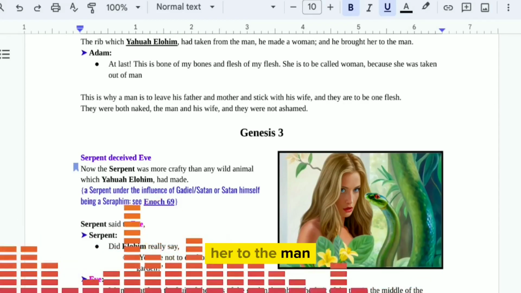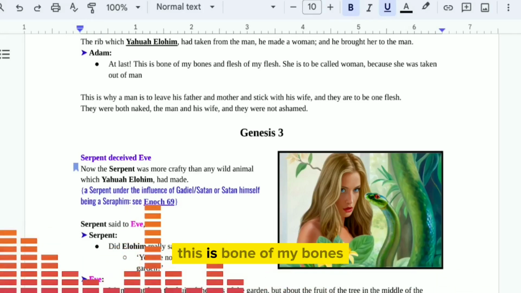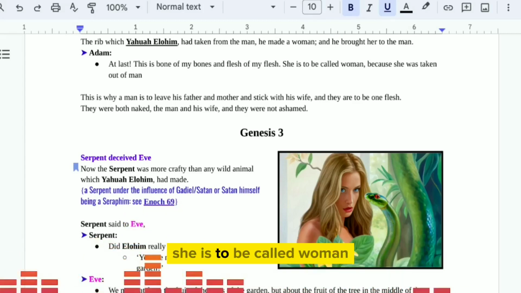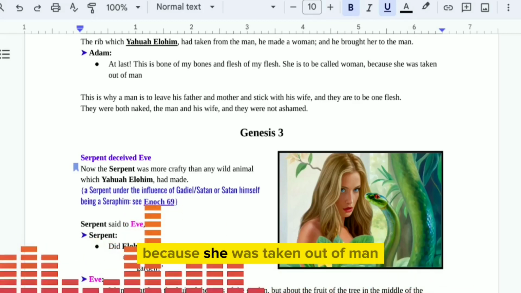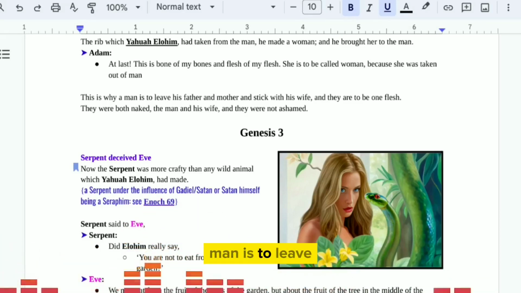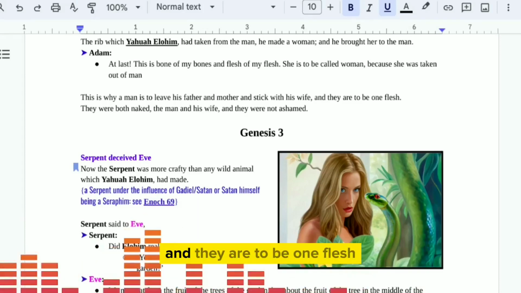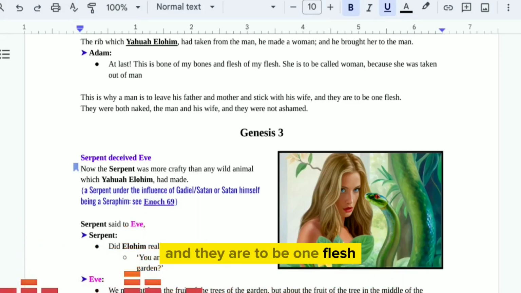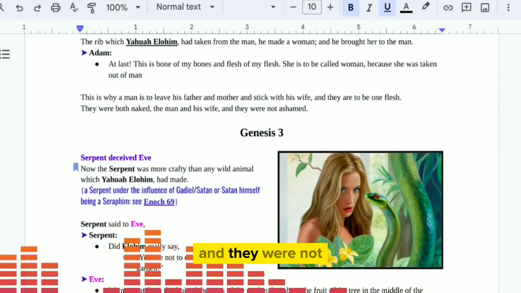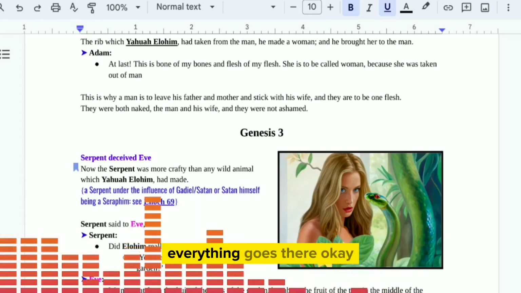Okay, Adam says, "At last this is bone of my bones and flesh of my flesh. She is to be called woman, because she was taken out of man. This is why man is to leave his father and mother and stick with his wife, and they are to be one flesh. They were both naked, the man and his wife, and they were not ashamed." Okay. And this is where everything goes haywire.